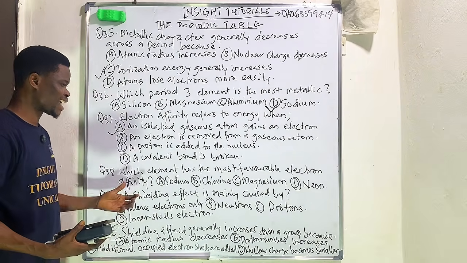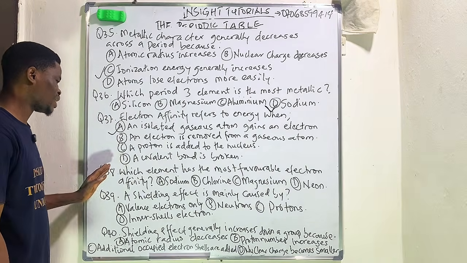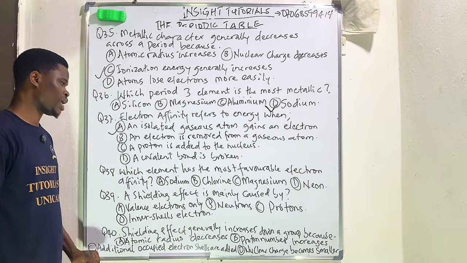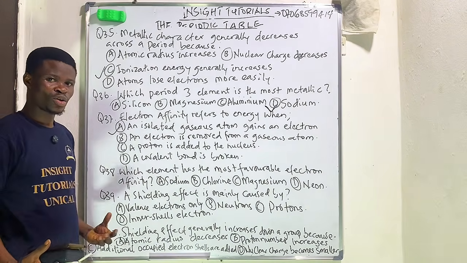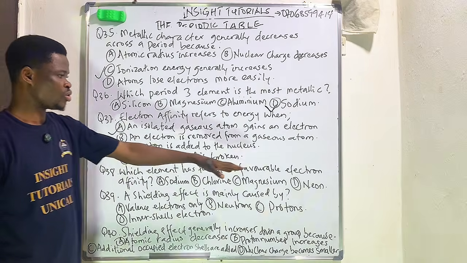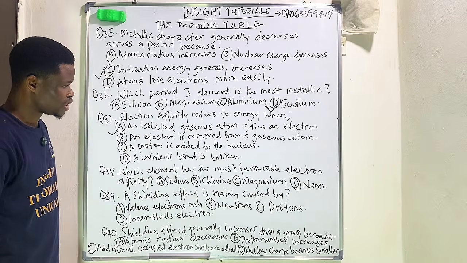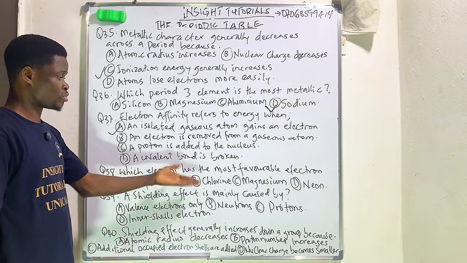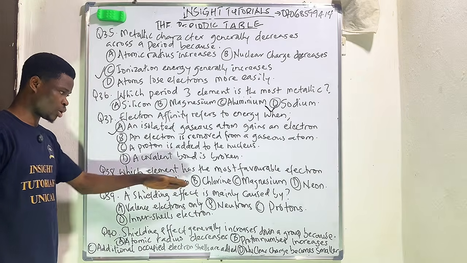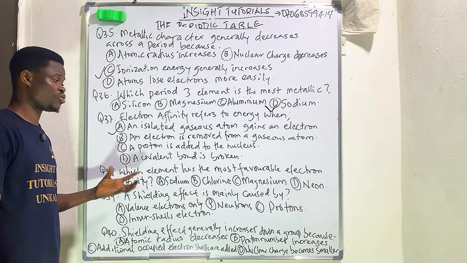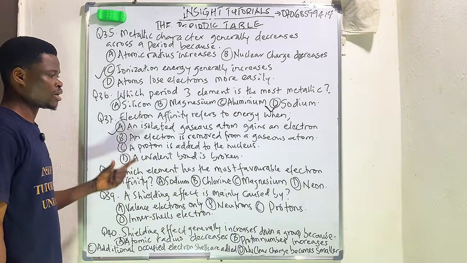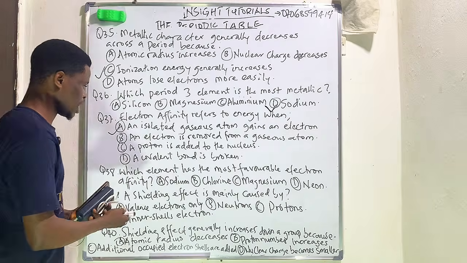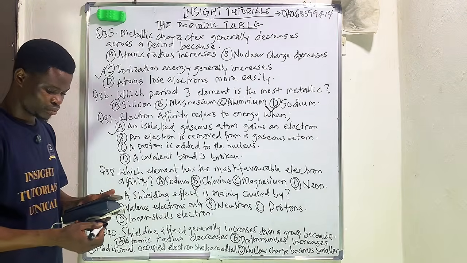Question 38 says, which element has the most favorable electron affinity? Neon, magnesium, chlorine, or sodium? Now, electron affinity is the gain of electron. Neon is already in its stable state, so it will not need an electron to make any reaction. Magnesium, neither. Sodium, neither. Chlorine, since it's very electronegative, is going to have the highest, most favorable electron affinity. So the correct answer is B, chlorine.